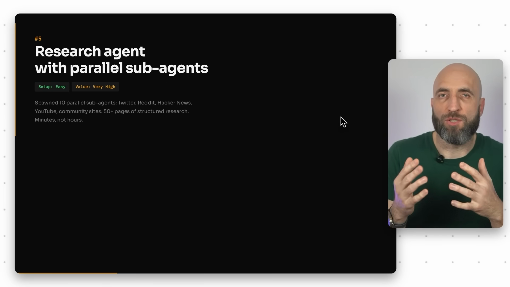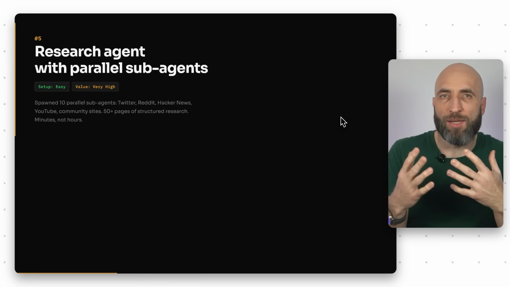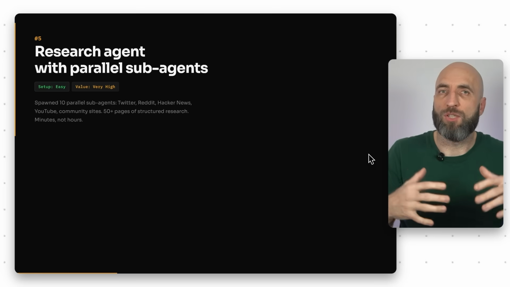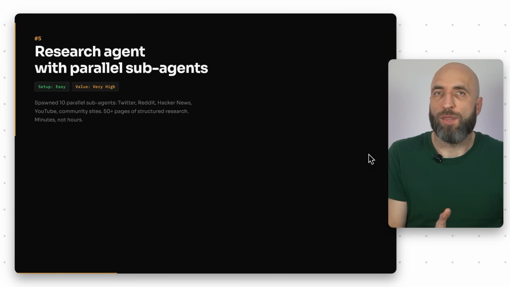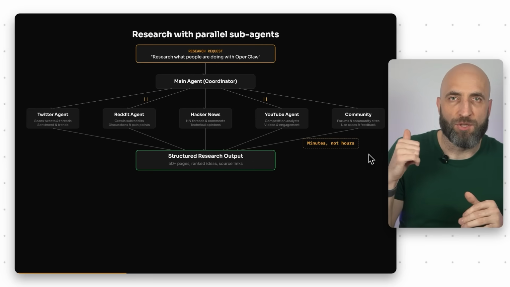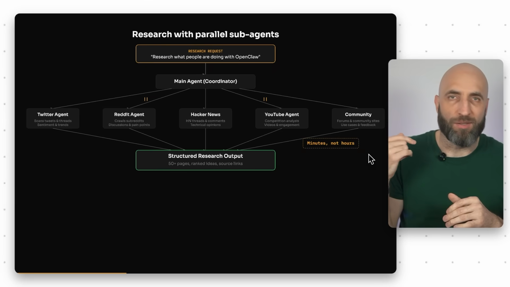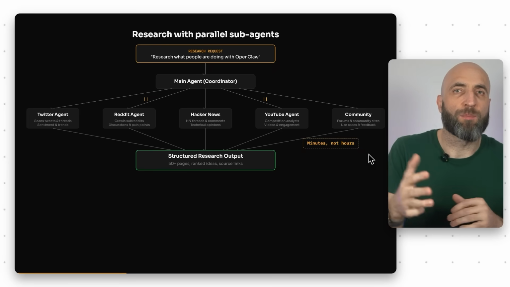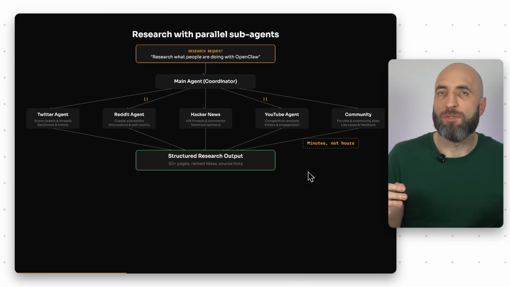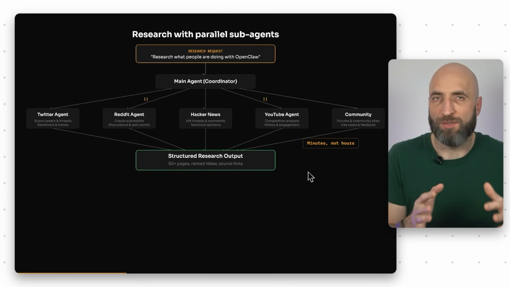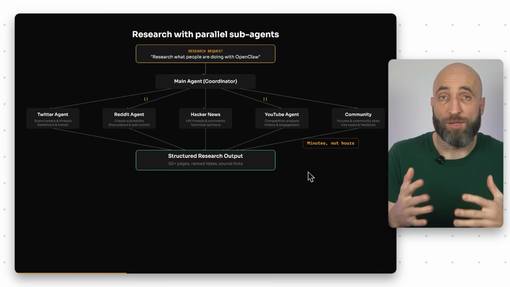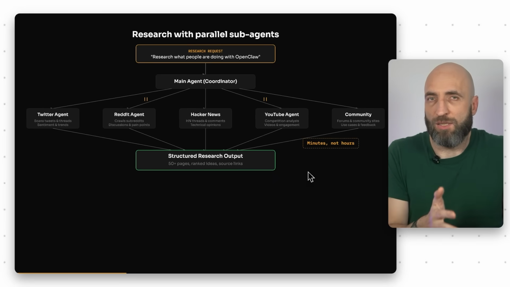Research and content creation, and I love the research part of working with OpenClaw. It just appeals to me to do it on the go when I have ideas and I want to discuss it. For example, for this video, I told my agent to research what people are doing with OpenClaw. And then it spawned 5 parallel sub-agents. One searched Twitter, one crawled Reddit, one hit Hacker News, one analyzed YouTube competition, and one scraped multiple different forums.